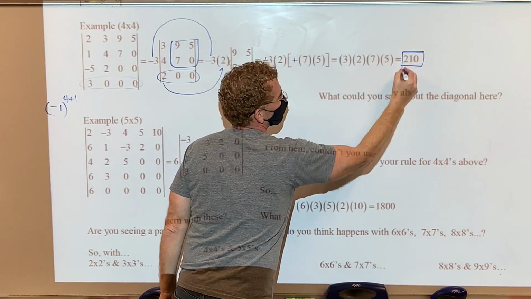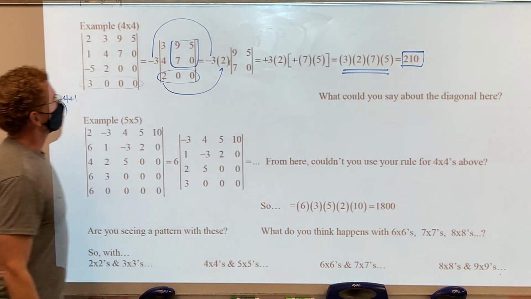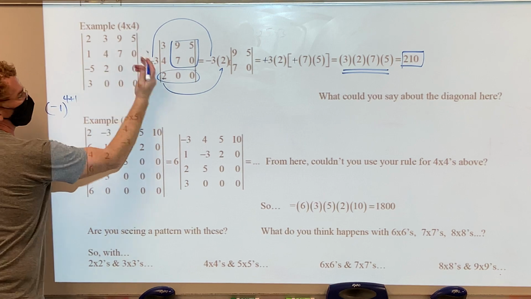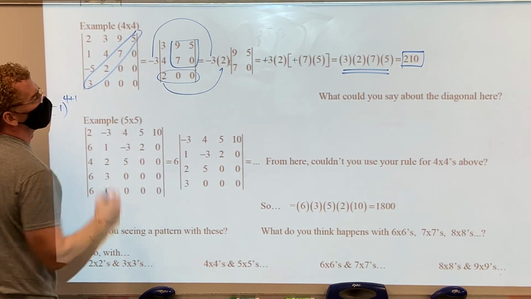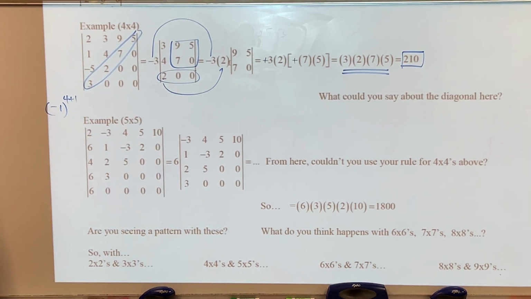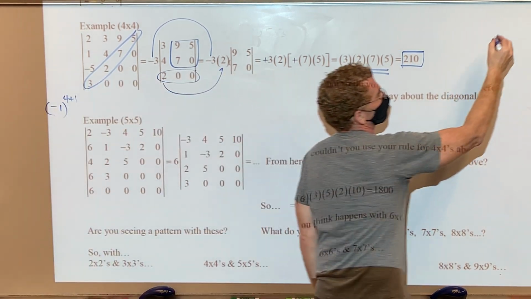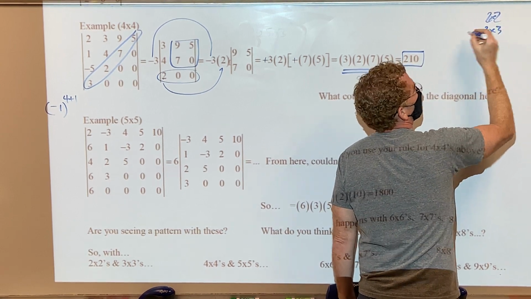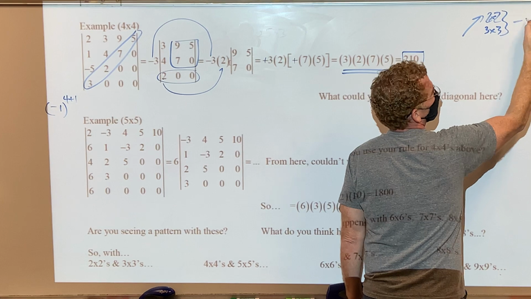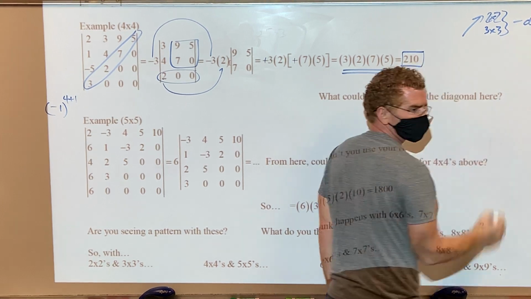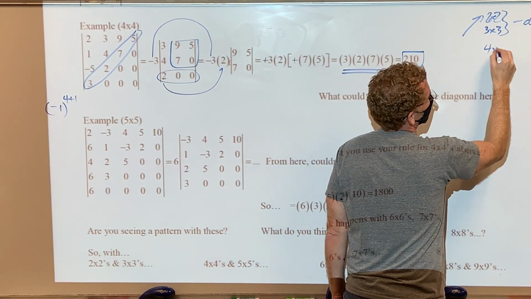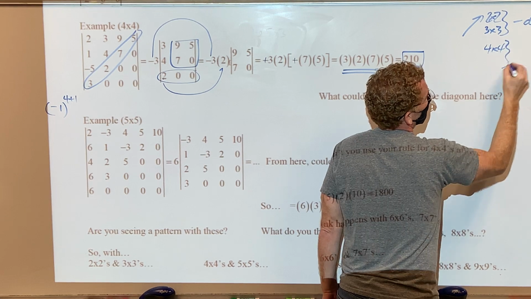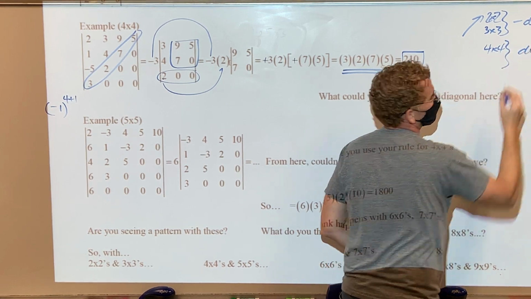So what ended up happening? Positive 2. But what ended up happening? I just ended up doing what? You got a positive out of the upward diagonal. So I didn't change the sign. So far, I know that if it's a 2x2 or a 3x3 and it's going up, I negate the diagonal, right? And I just found that if it's a 4x4, I don't negate the diagonal.